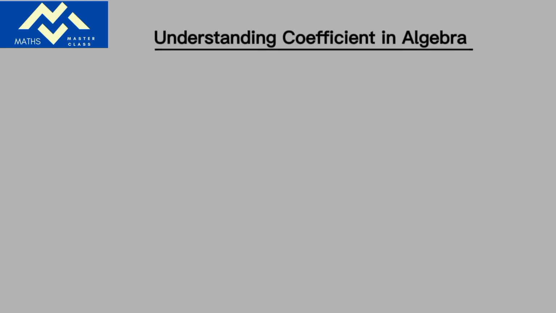In this lesson, we're taking a step forward in algebra. We'll learn about something called a coefficient and how it helps us solve simple multiplication equations. If you understood variables and constants from the last video, this lesson will feel like the next puzzle piece. Let's dive in. What is a coefficient?